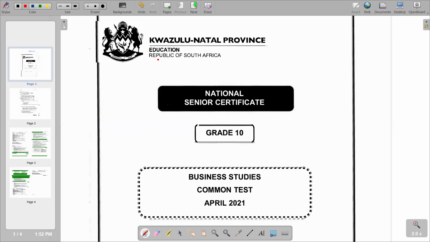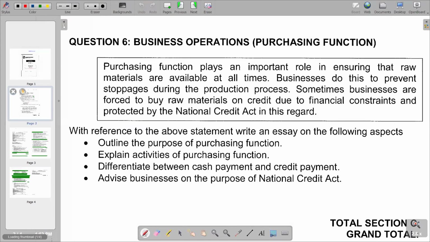In this video, we want to look at a question paper of April 2021. This is from the province of KwaZulu-Natal. So we're going to look at it. It's our question 6 on this question paper. Question 6 is on business operations and it's on the purchasing function in particular.